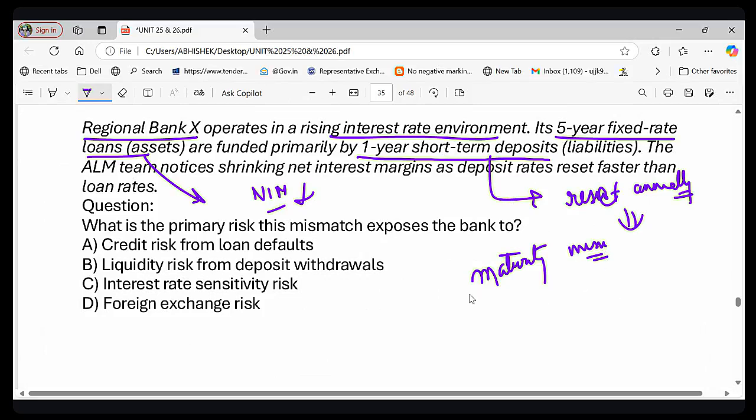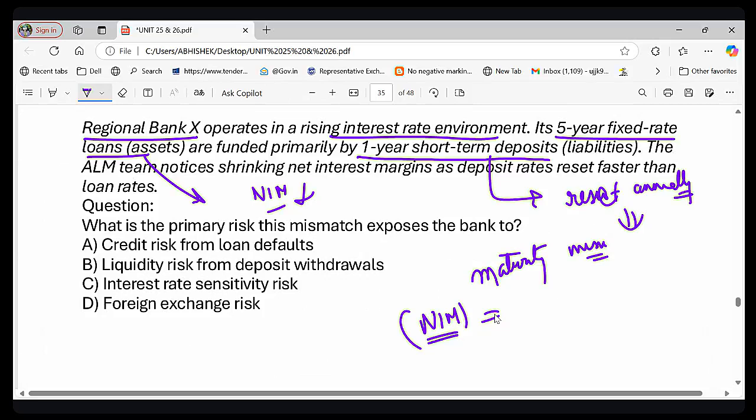So its loans are at a fixed rate for 5 years. It means their interest income stays the same. However, if deposits are short term and repricing annually, the bank pays more on deposits but continues to earn the same on the fixed rate loan, and this hits the NIM. You know what NIM is? Net interest margin. Can you write down the formula for NIM in the chat box? What is the formula for NIM? I hope you know it very well, right?